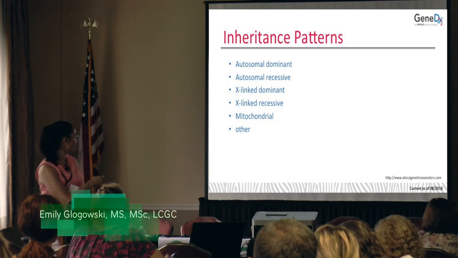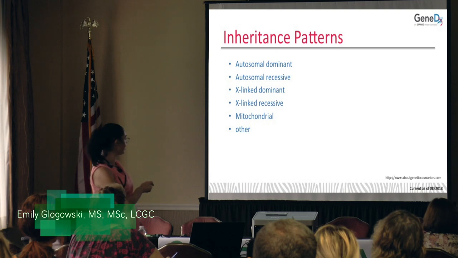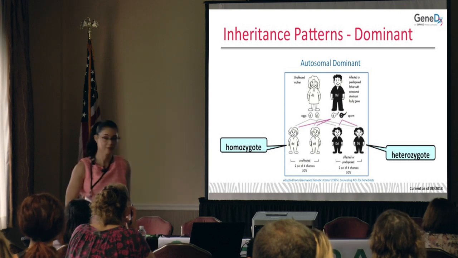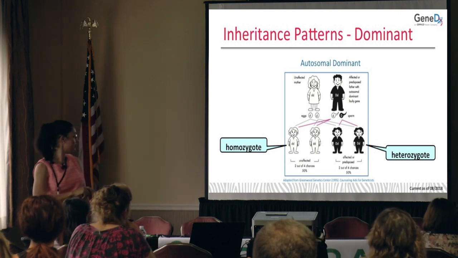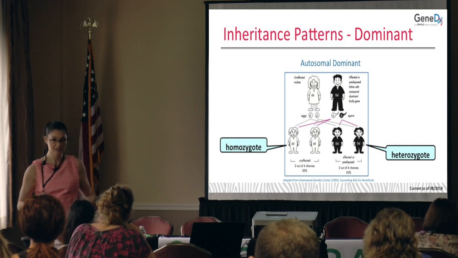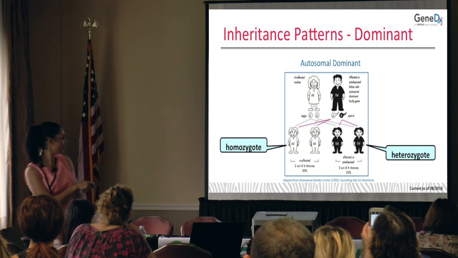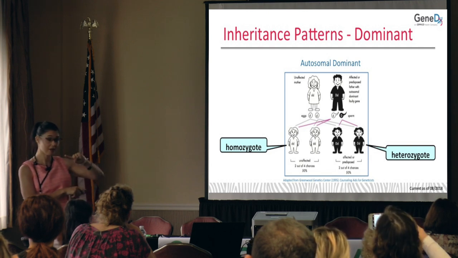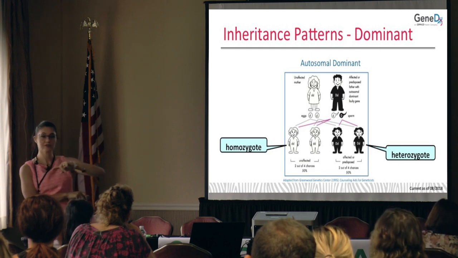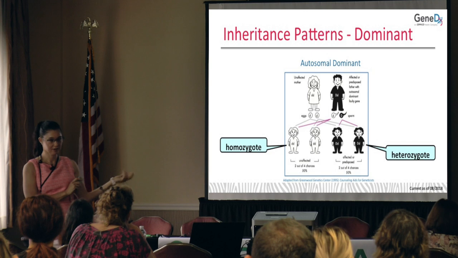Depends on the condition. So these are all different patterns of inheritance that exist. Don't have time to go through them all. I'm going to talk about autosomal dominant because that's the one that seems to be operating with the CSNK2A1 gene. And dominant, it's a rather simple pattern. So it just means that if you have one variant, it's enough to cause the condition. You don't need two copies. So in this case, the father has one normal copy and one copy with a variant. Each time they have a child, the child might get the normal copy or the child might get the copy with a variant. 50-50 chance for each child to inherit the condition.